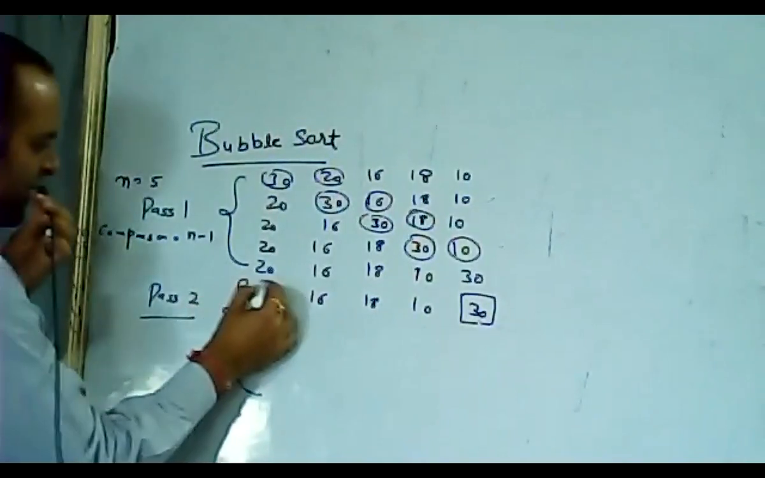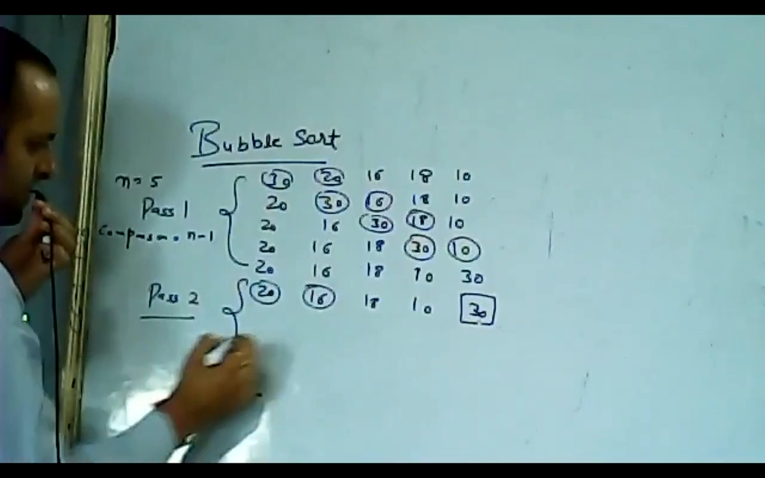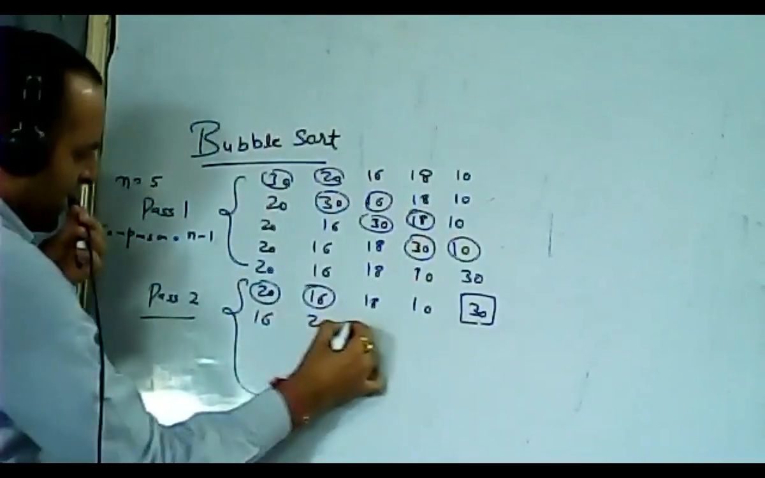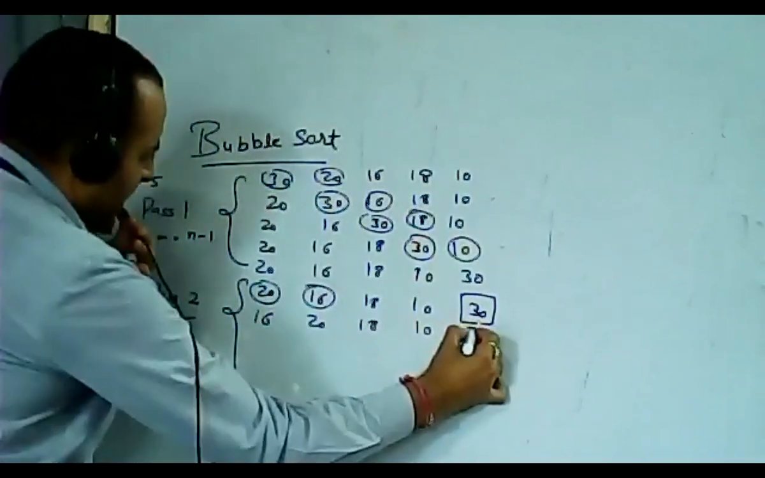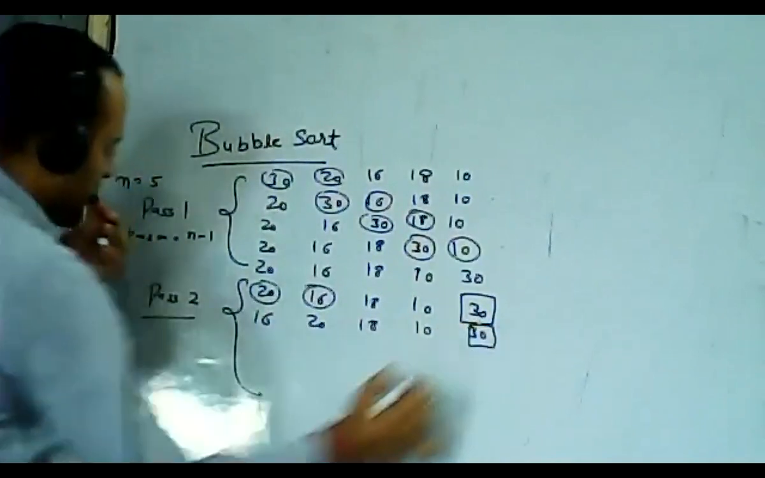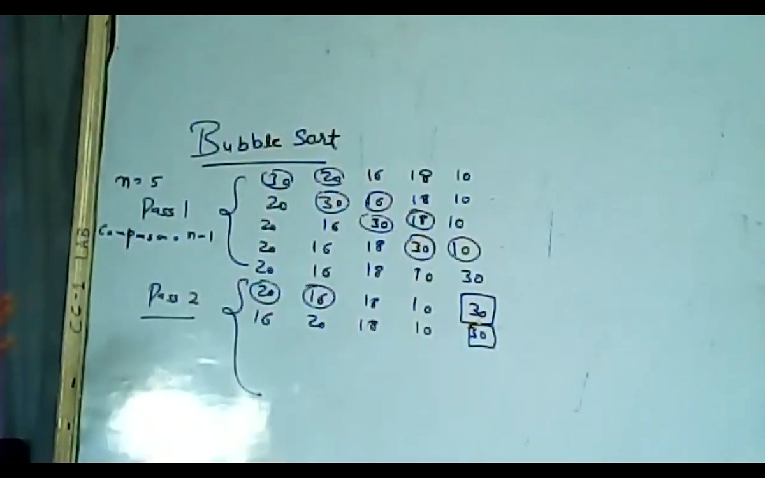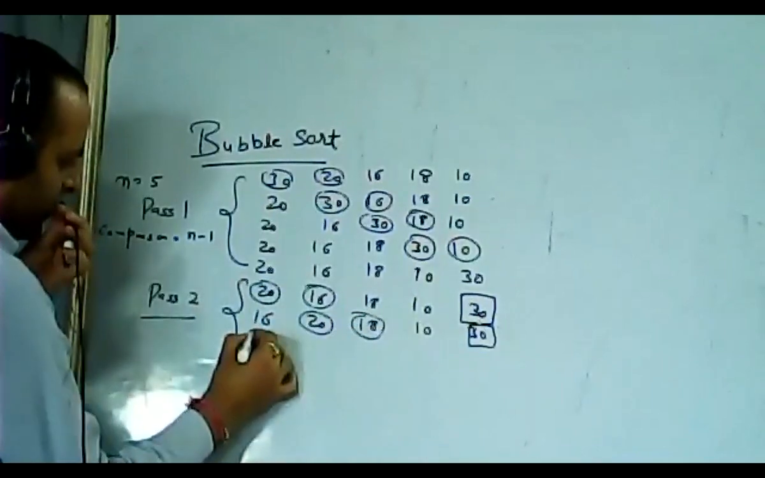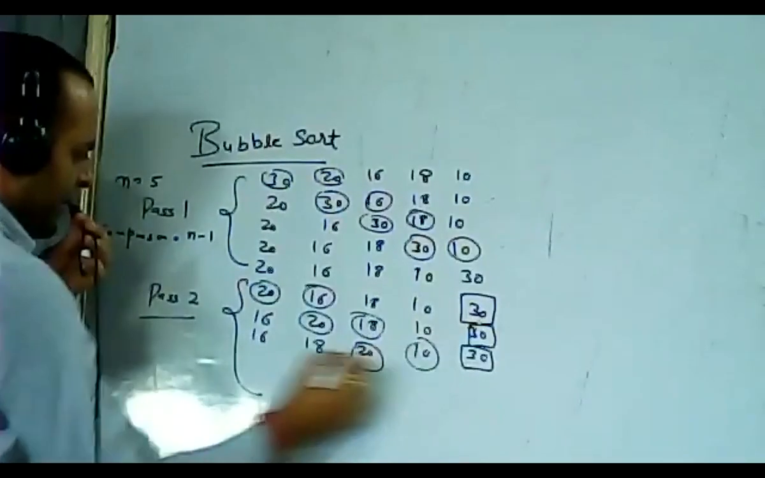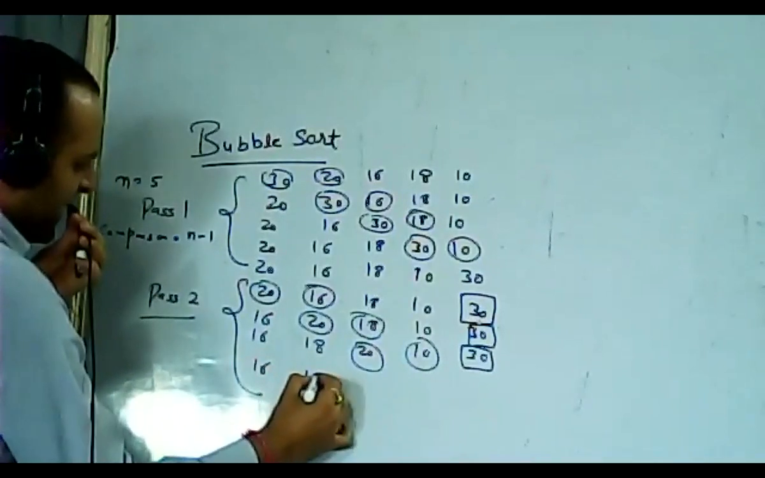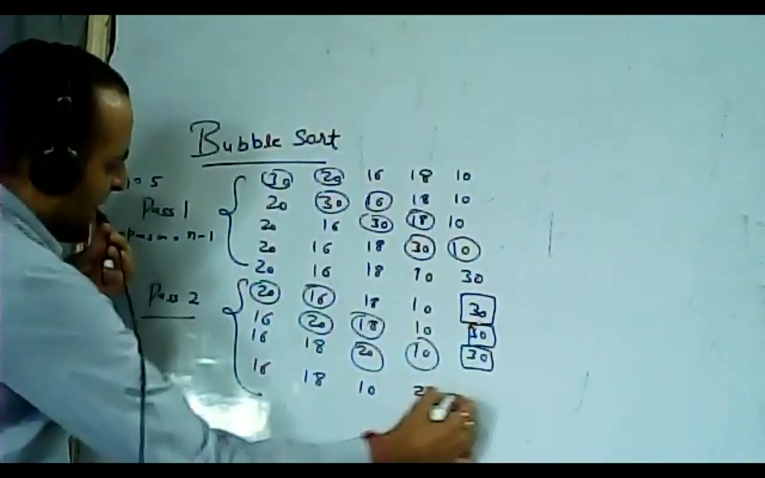Okay? 20 compared to 16. 16, 20, 18, 10, 30. 30 I have marked in square because I'm denoting that it is already sorted. Now 20 compared with 18. 16, 18, 20, 10, 30. 20 compared with 10. 16, 18, 10, 20, 30.